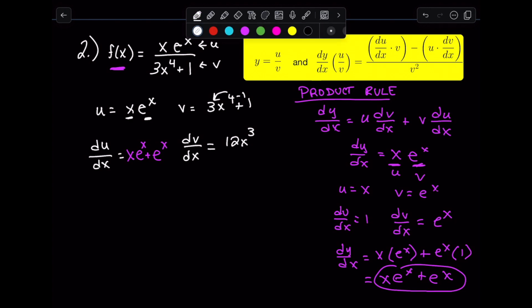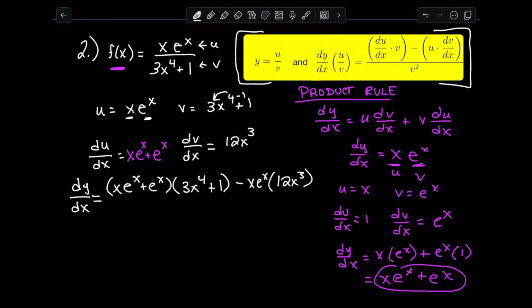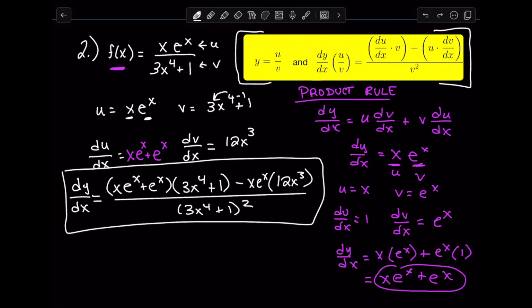But once we define all those terms, then we can just plug it into the quotient rule formula. So du dx, we just found as x e to the x plus e to the x. We'll multiply that by v, which is 3x to the fourth plus 1, minus u, which is x e to the x, multiplied by dv dx, which is 12x cubed. And this is going to be all over v squared, 3x fourth plus 1 squared. So instead of simplifying all that, I think we can just leave our answer like this.